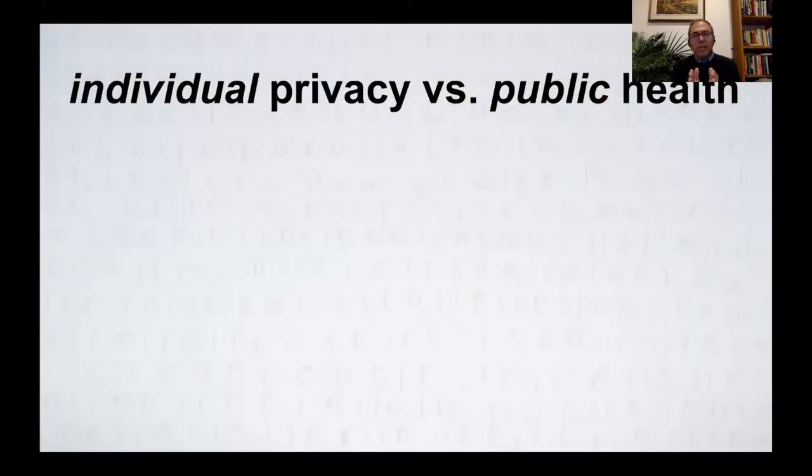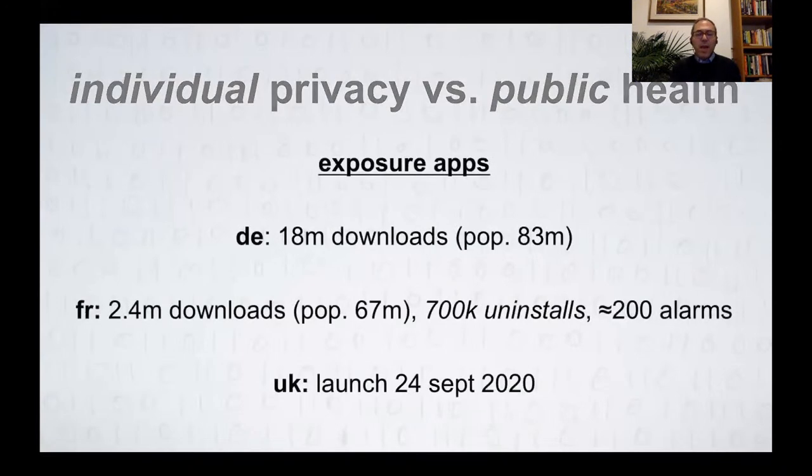At its core, it is a debate between individual privacy and public health. And if you look at how the exposure notification apps have been deployed, you've got to scratch your head and say, surely society could have done better, right? In Germany, there's been 18 million downloads. In France, there's only been 2.4 million. And a quarter of those people uninstalled it because the app didn't work so well. By early September, there were only 200 notifications on the app that had been downloaded by 2.5 million people.